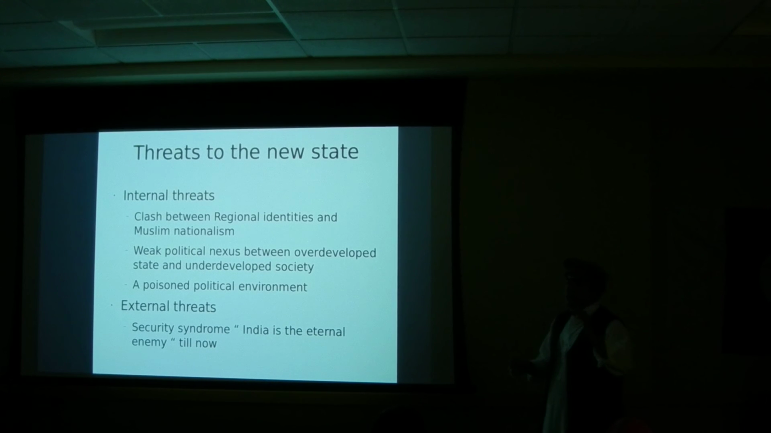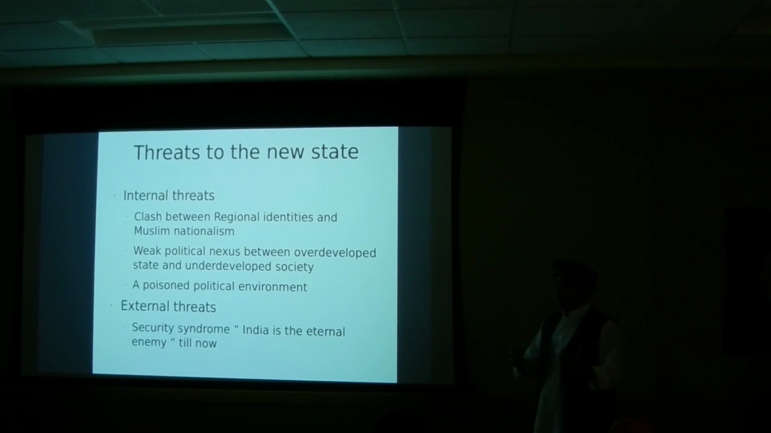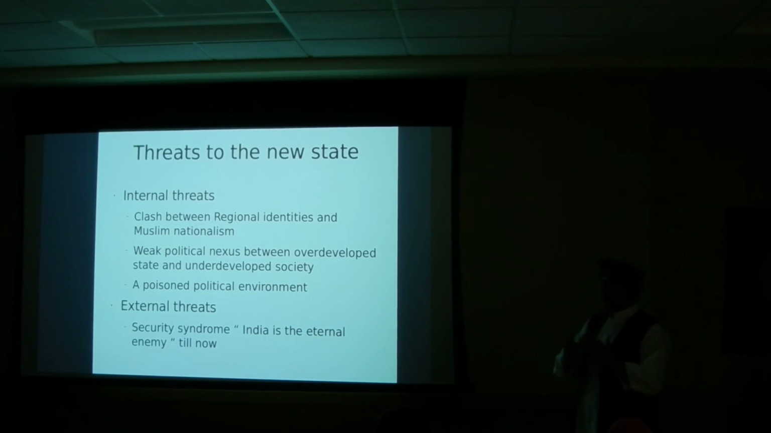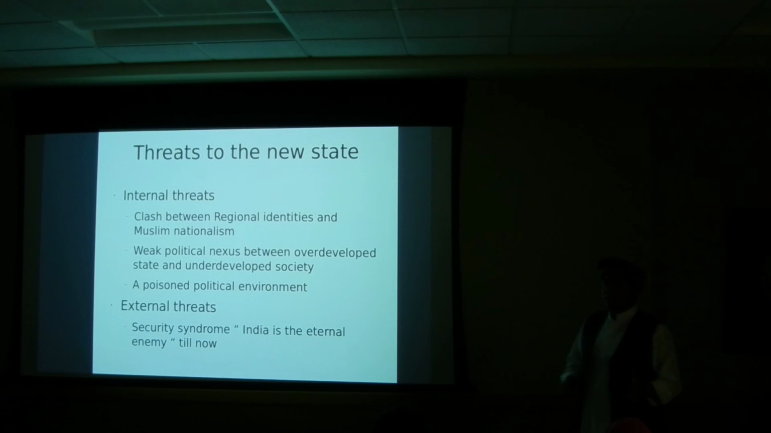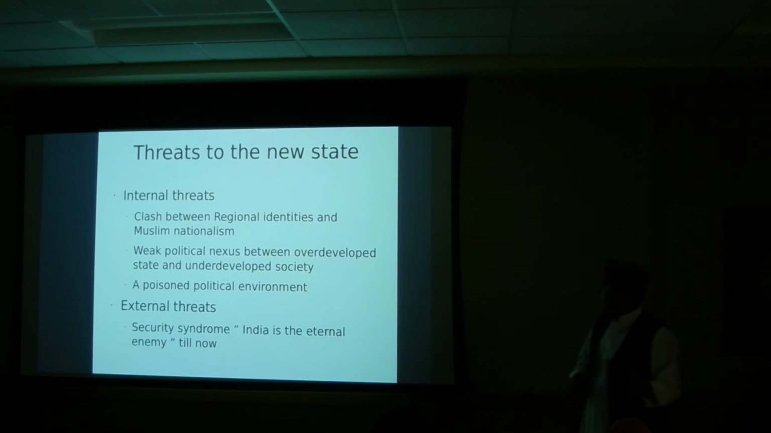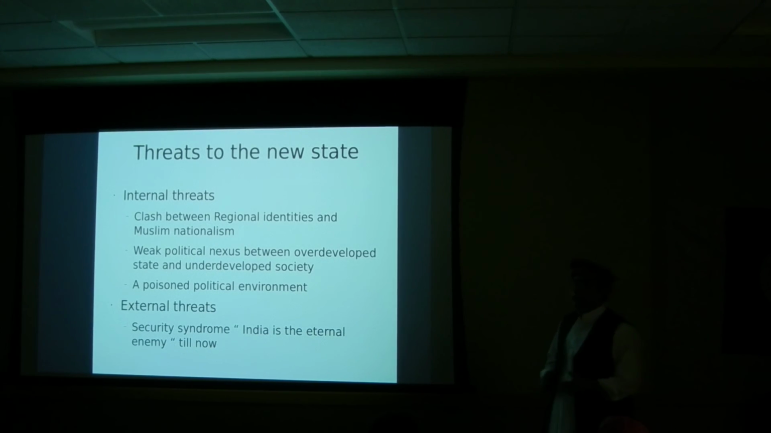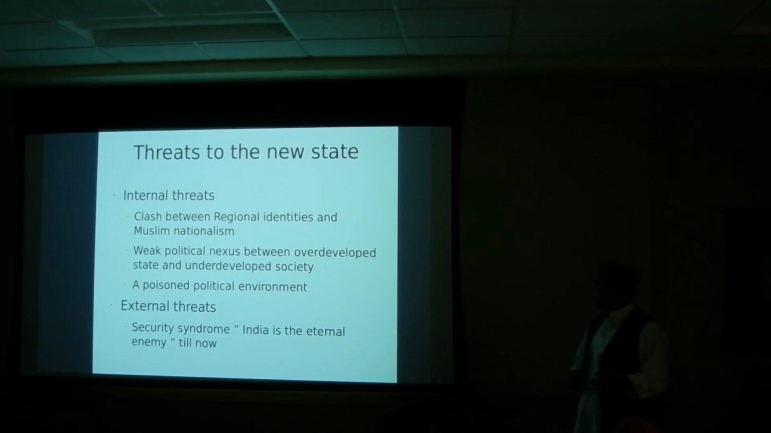And moreover, as a part of the colonial legacy, the Pakistani state was overdeveloped in a sense, and society was underdeveloped. So there was little relationship between the state and society, and a very poisoned political environment. Politicians were fighting with each other, and one of our prime ministers was killed while addressing the assembly. And another threat was the external threat. As India opposed the creation of Pakistan, everyone in our country considered India from the start an external enemy, and still does.